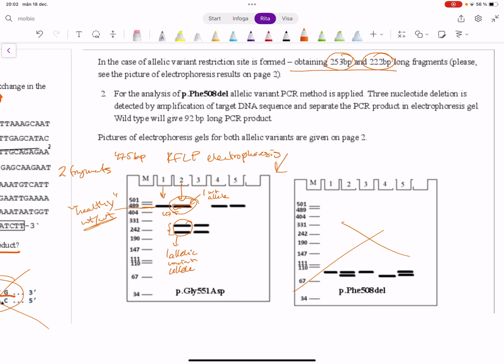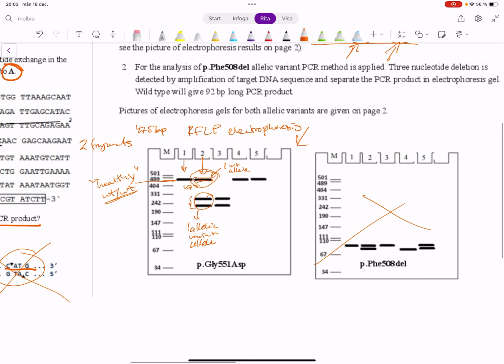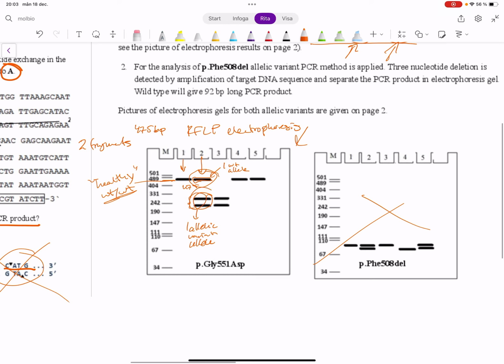So basically, if the restriction enzyme has found an allelic variant, it will bind and then it will cut, and then you will obtain these 2 fragments. And this is what has happened here. So therefore, patient number 2 will have wild type but also allelic variant. So in one allele it will have wild type, and in the other allele, it will have an allelic variant.